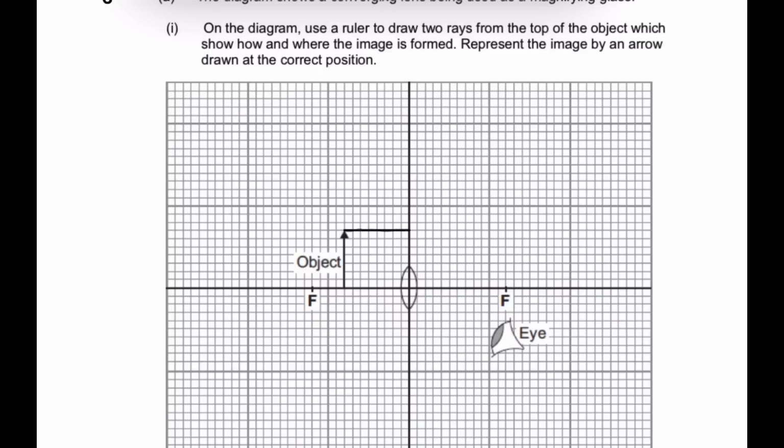line from the top of the object. The next thing you're going to do is pass that line to the first focal point, which is here. So we're just going to extend a line through the focal point. Next thing we're going to do is from the object, we're going to extend the line through the center.